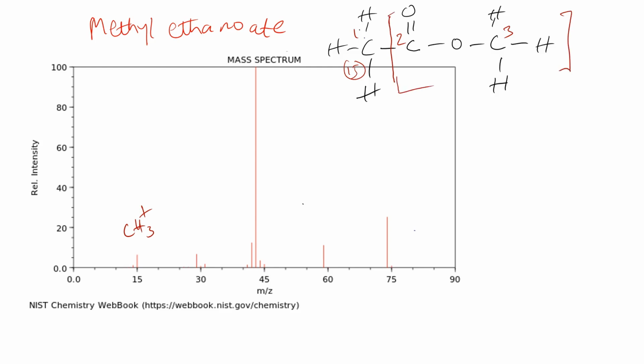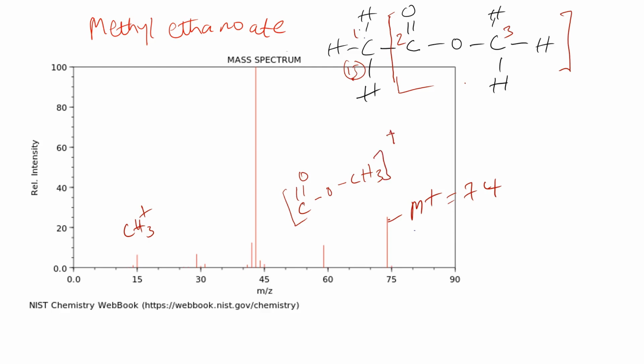And this will be equal to the molecular ion minus 15. The molecular ion of methyl ethanoate corresponds to this peak here. That is our M plus, which is 74. So 74 minus 15 will give us 59, and that corresponds to the peak at 59 here. So at 59 we have this fragment, CH3 and so on. This is the fragment at 59.